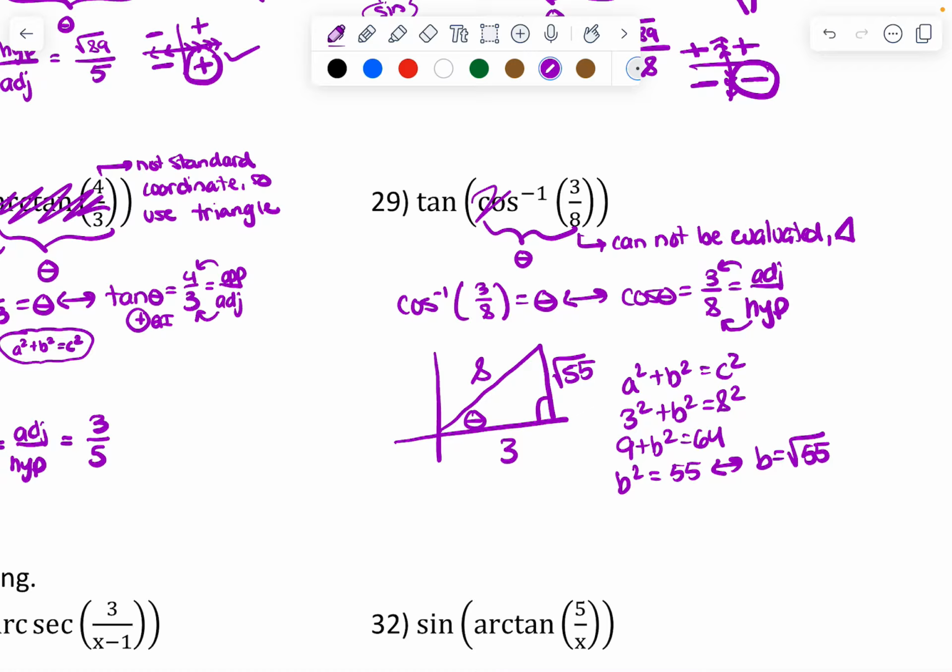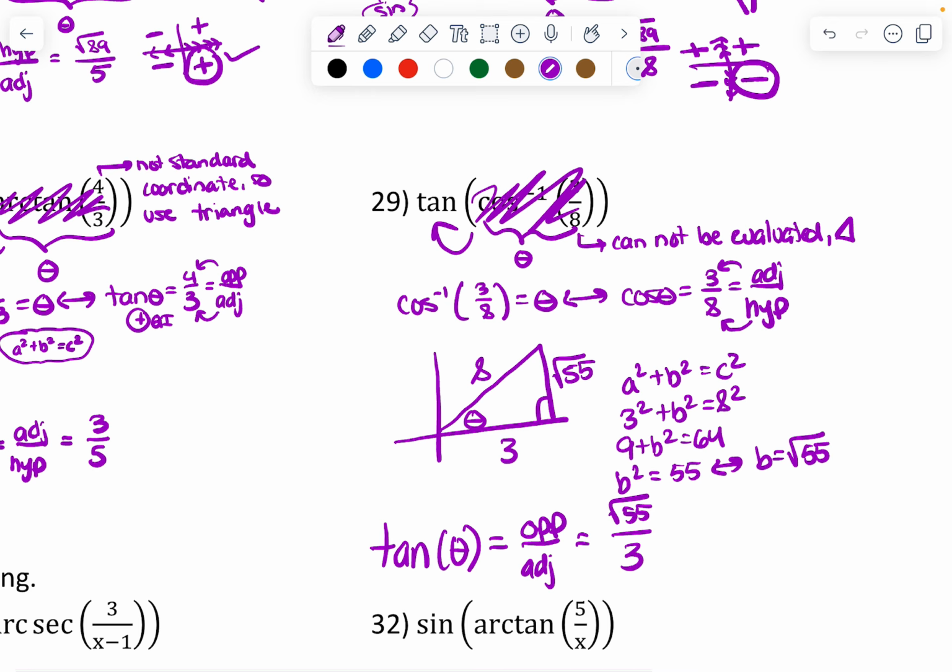I'm finished with the input, and now I'm going to work my way out. So with this particular triangle, I want to know, okay, what is tangent theta? Well, tangent theta is going to be opposite over adjacent, and the opposite side is root 55, and then the adjacent side is 3.